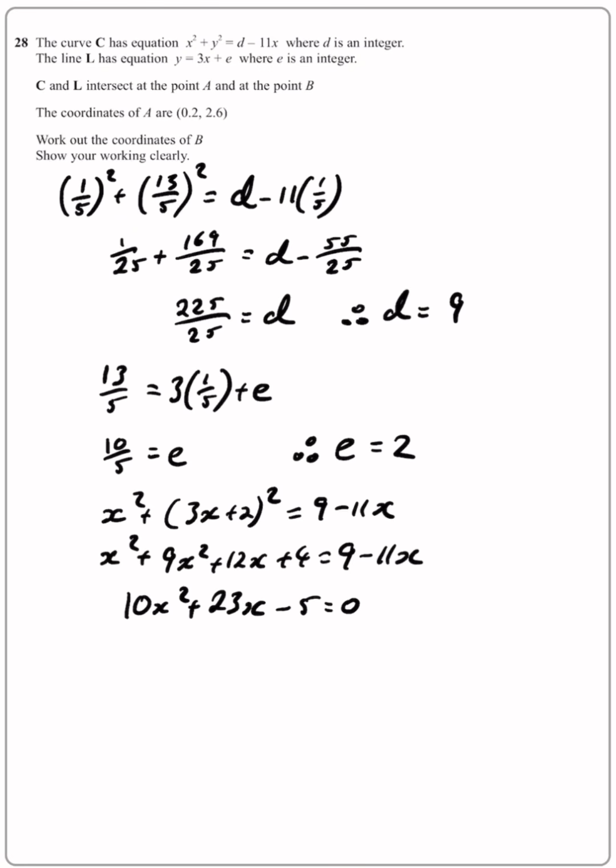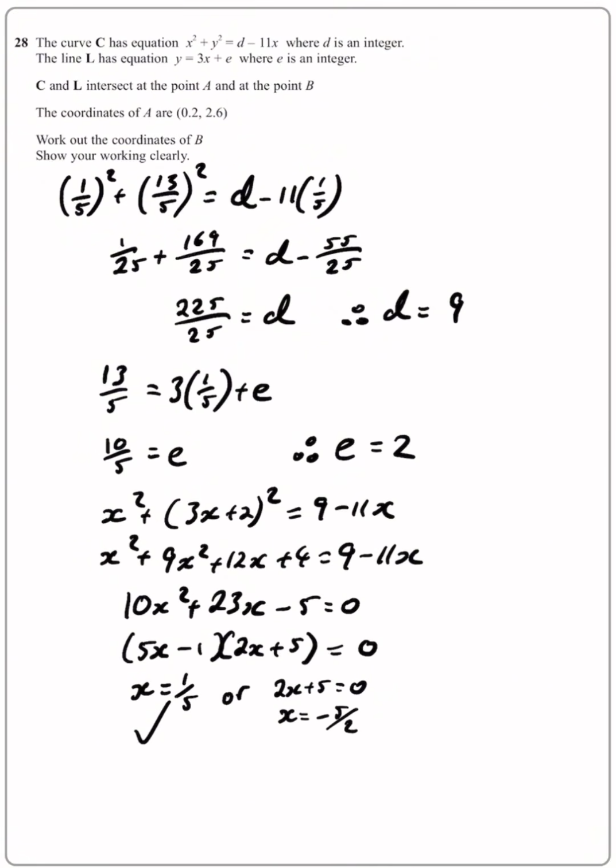Expanding that out, x squared plus 9x squared plus 12x plus 4 is equal to 9 minus 11x. At this point, you should be realizing you've got a quadratic. Bring everything onto the left-hand side to make it equal to 0. You can use the quadratic equations formula at this point if you like. I factorized to make 5x minus 1 lots of 2x plus 5 being equal to 0. So x is equal to 1/5, or x is equal to minus 5/2. Now we were given the solution x equals 1/5 as part of the question. So that's correct, but I'm going to ignore it because we're looking for the other point here.